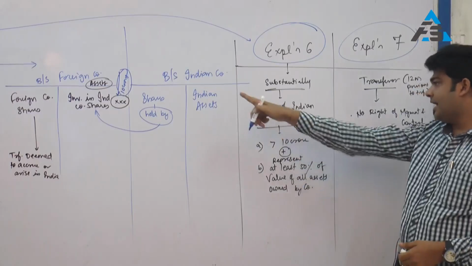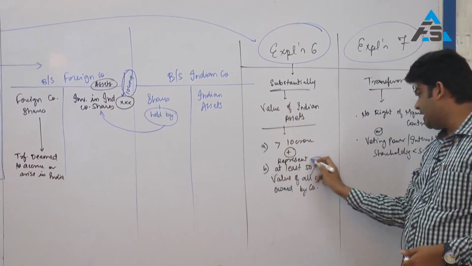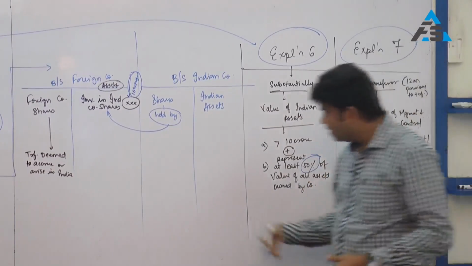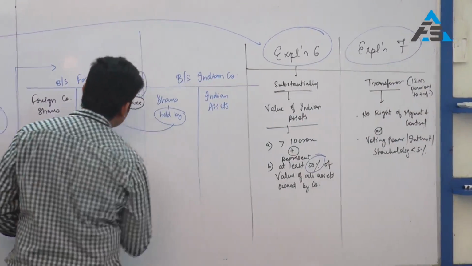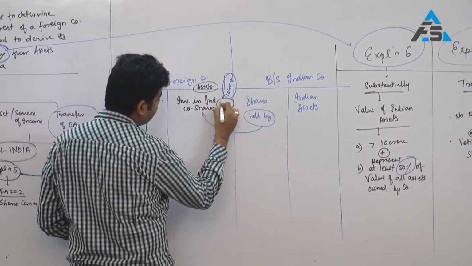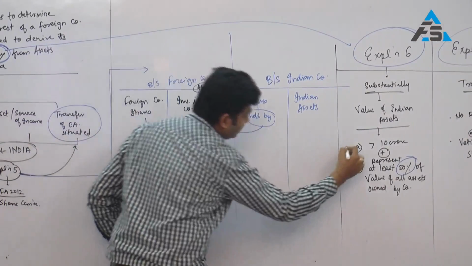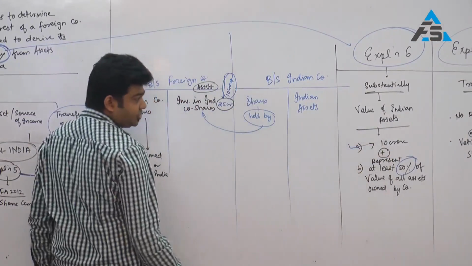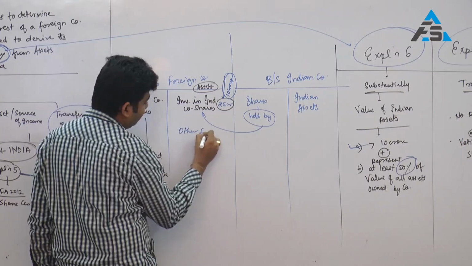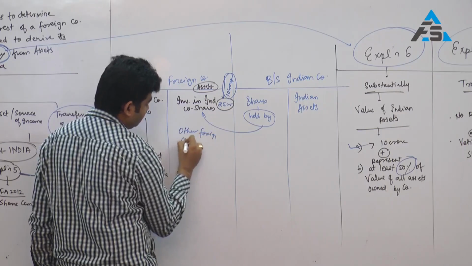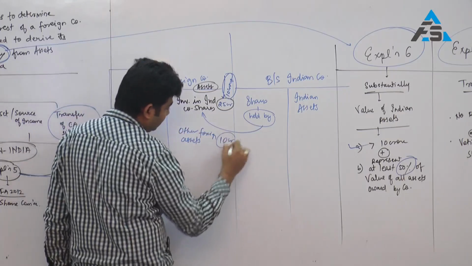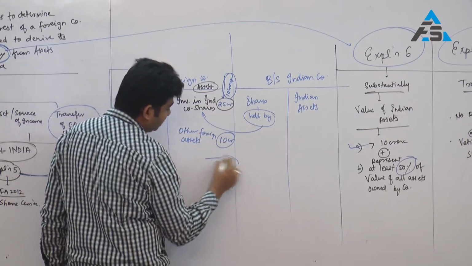And that should also represent at least 50% of value of all assets owned by the company. Assume that there are some other assets owned as well. So this investment in Indian company shares, say this is 25 crores. So point number 1 satisfied substantially. Second, let's say other foreign assets owned by this company is say 10 crores. Total works out to 35 crores.